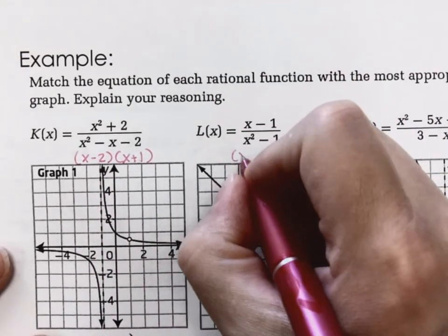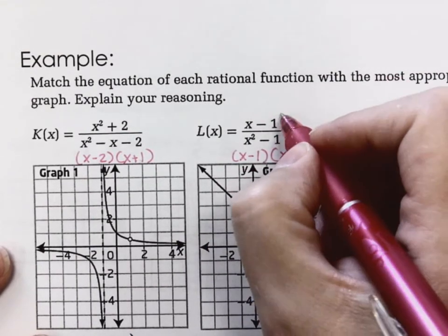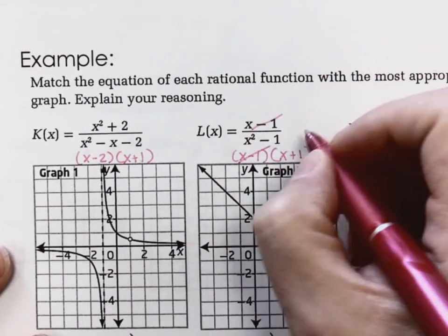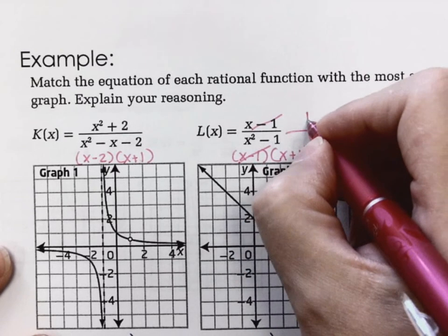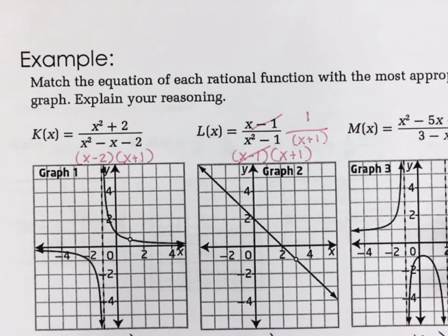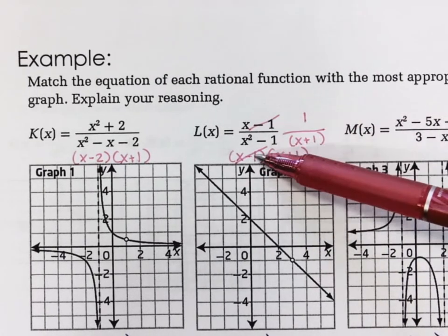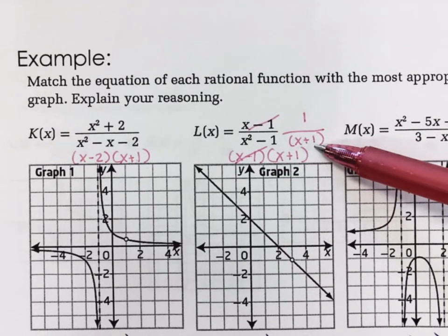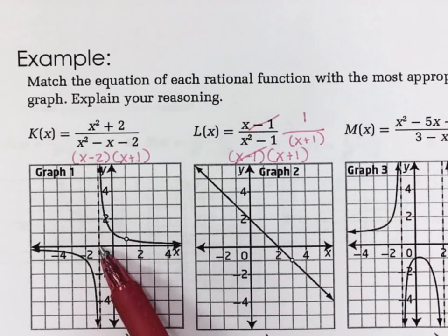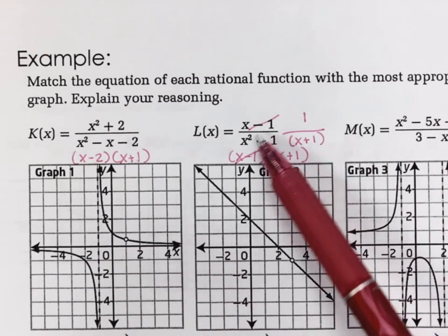Factor this one. (x minus 1)(x plus 1). Those cancel each other out. That's just the bottom. So I'm going to have a 1 on top, and I'm going to have x plus 1 right there. So I know that this one should have a hole, because I canceled stuff out, and an asymptote. So one asymptote at -1 and a hole at +1. So that one is L of x.